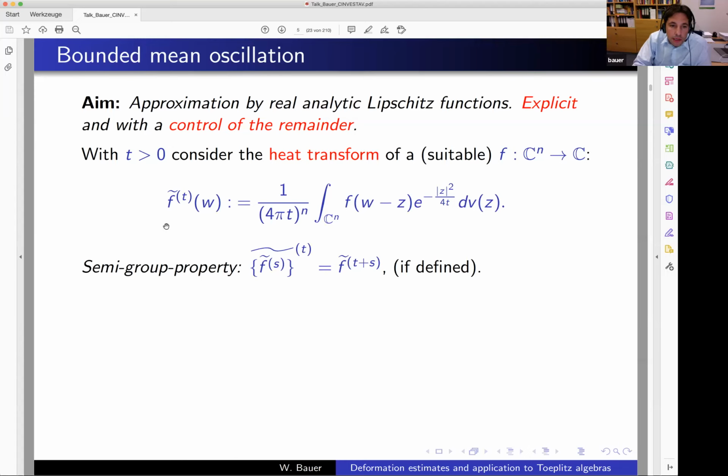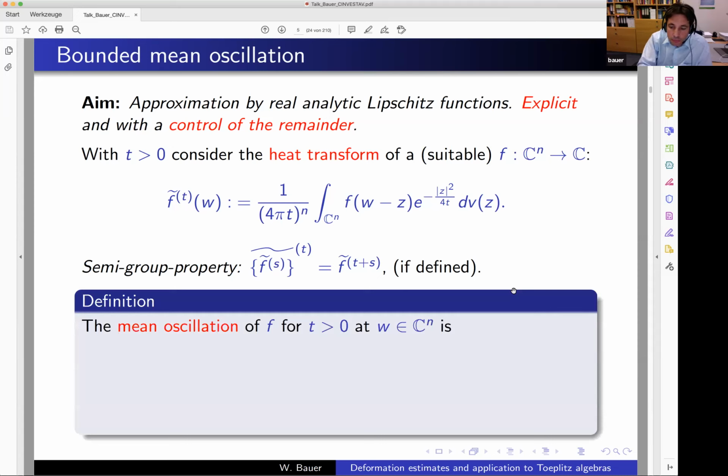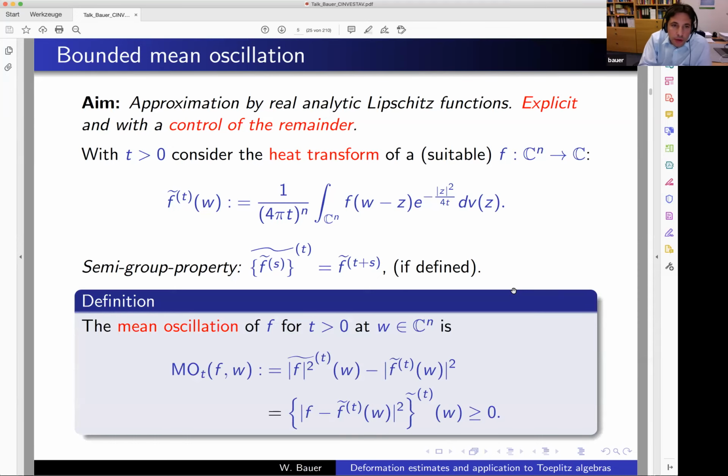It's well known that that transform has the semigroup property, which is the condition written here. Here, I do not assume that this function is bounded. It might be unbounded, so this integral may not exist for all times t, but the semigroup property is true whenever it's well defined. So we can use this to define certain function spaces.